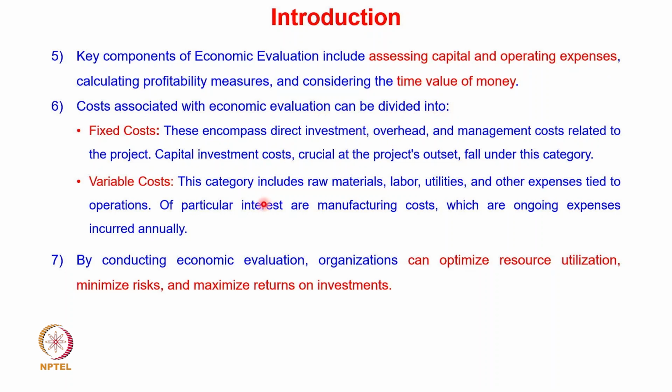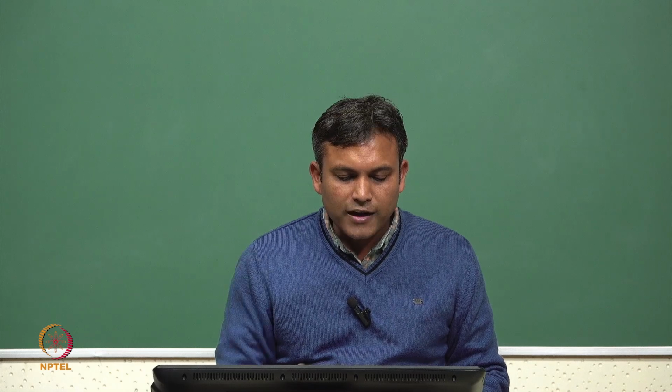Okay, so if you look at the cost associated with the economic evaluation, this can be divided into different types. So there is a fixed cost. Fixed cost includes the direct investment, overhead and management cost related to the project. Capital investment cost crucial at the project outset falls under this category. So you can see that the fixed cost is primarily nothing but the capital cost which we are incurring in the starting of the project.